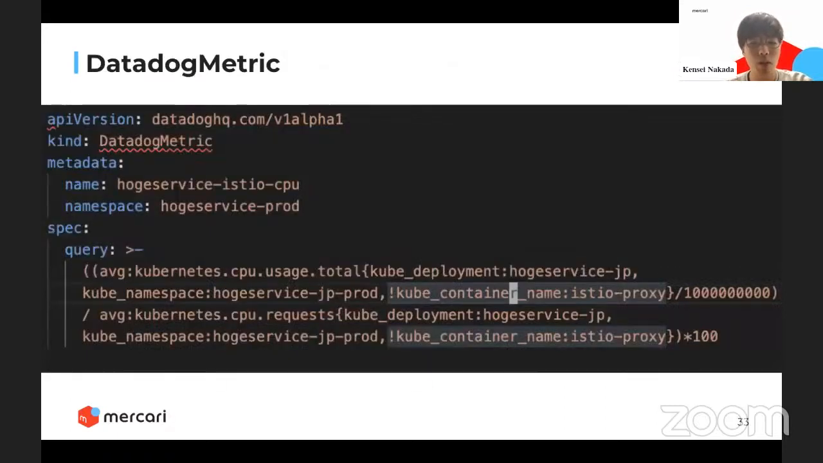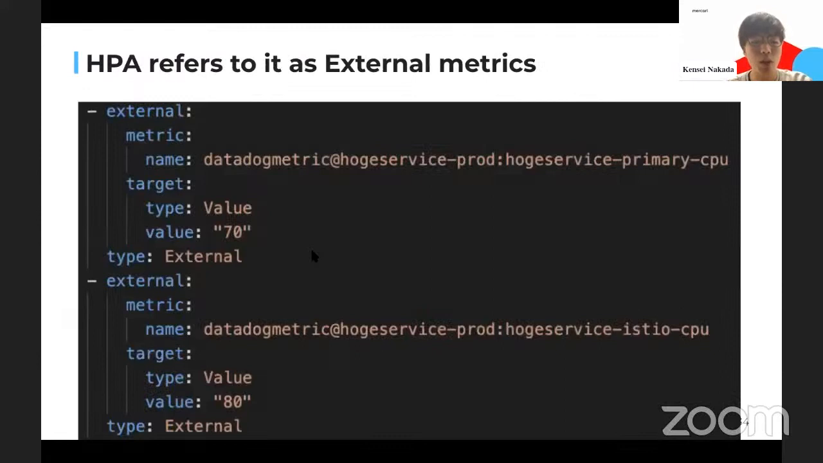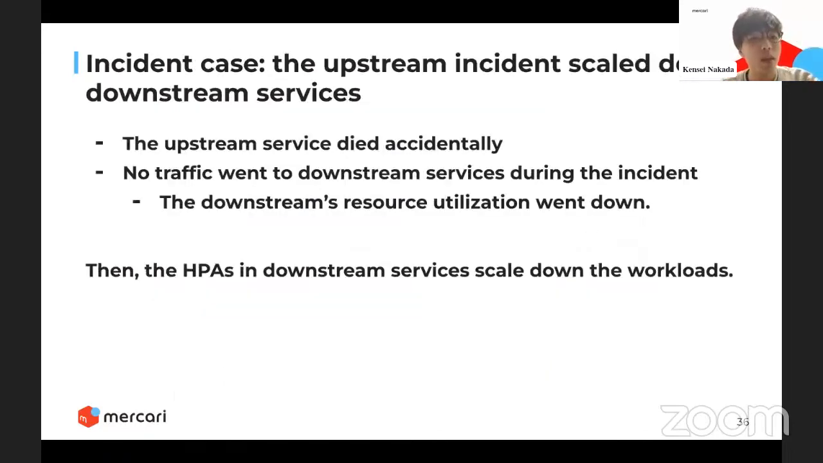Probably, it's going to be like this. Datadog metrics, resources, and we can define the query. Then we can refer to it from the HPA like this. So it means primary container CPU should be 70%, and the sidecar CPU should be 80% as well. For more detail, we have a blog post about the Datadog metrics, so if you are interested in it, please check.